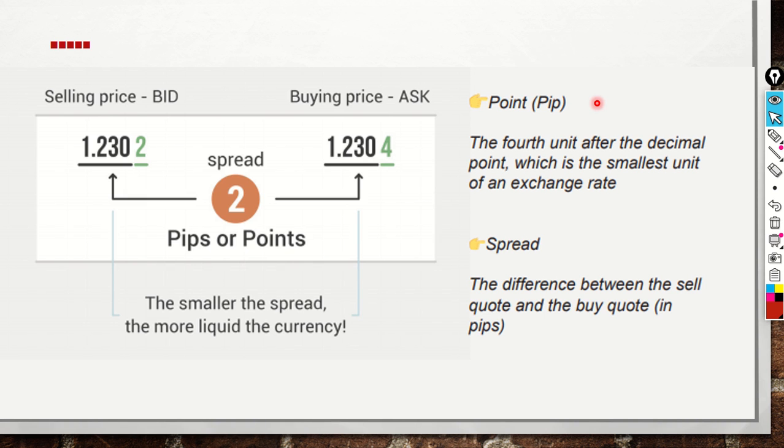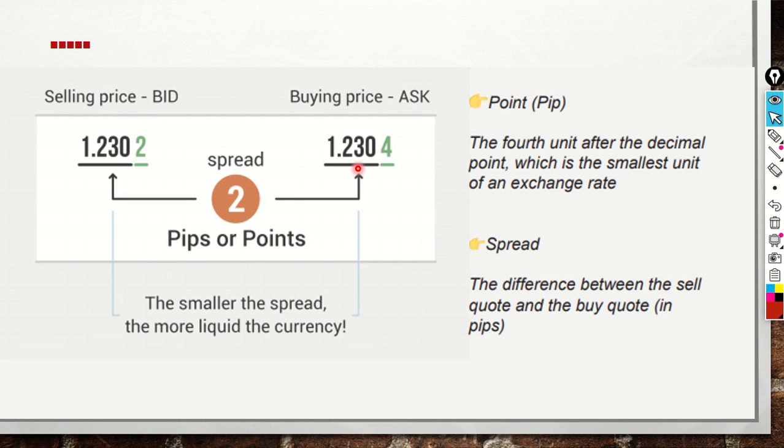On this slide, I want to talk about the prices. Every currency pair will have two prices given to it, which is the bid and the ask price, the selling and the buying price. For me to buy a currency pair, I will always pay something higher. If you see this is 1.2304, 1.2302, the buying price is always higher than the selling price because I'm buying from a dealer. So every time I buy and try to sell immediately, I incur a loss.